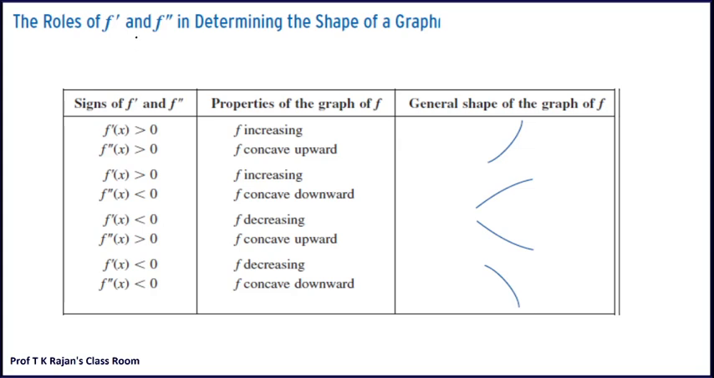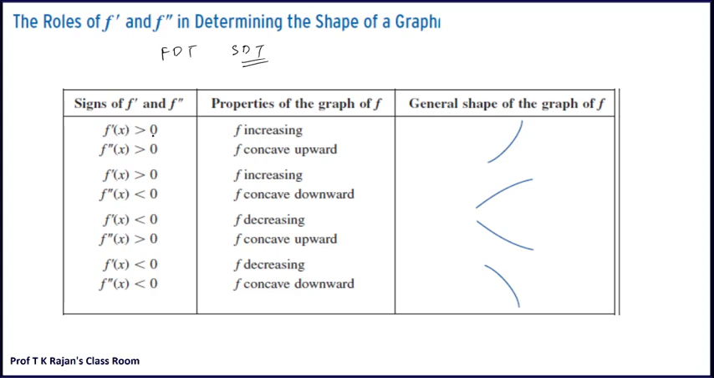Now, the roles of f' and f'' are in determining the shape of the graph. We can identify whether the curve is concave downward, concave upward, whether it has a point of inflection. These are all obtained by calculating the first derivative and second derivative. Using the first derivative test and second derivative test, we can identify the shape of the graph of the curve.